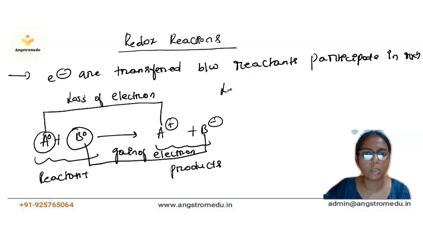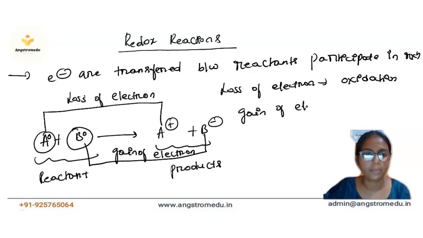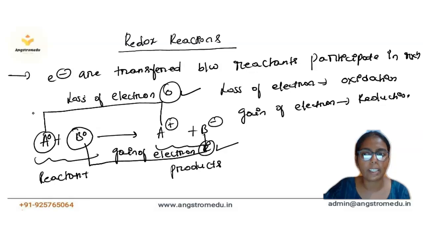We know that loss of electron means it is oxidation, and the gain of electron is termed as reduction. So here oxidation is going on and here reduction is going on. So we can term this as a redox reaction because A is undergoing oxidation and B is undergoing reduction. Here A is losing one electron and B is gaining one electron. So that's why this is a redox reaction.